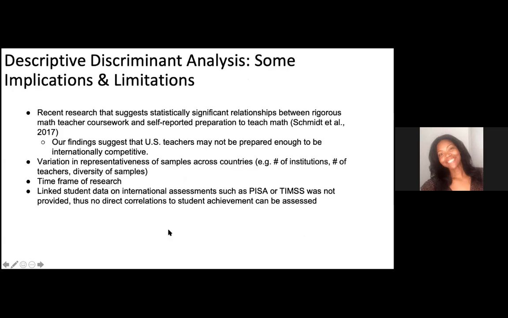Okay. And some limitations. So again, we talked about the representative nature of the samples, and that wasn't clear across the board that all countries have the same types of institutions involved and the same types of teachers or future teachers involved. The time frame of the research was a lot older, so some of this may not hold up today, and our data did not link to student outcomes as well.